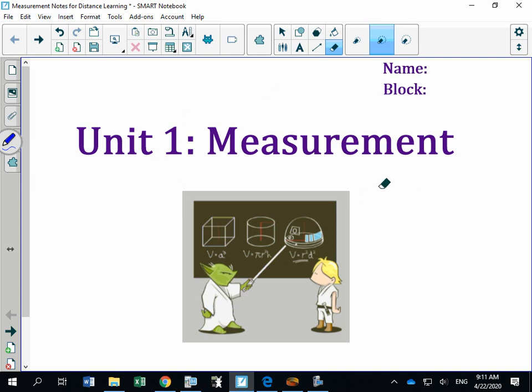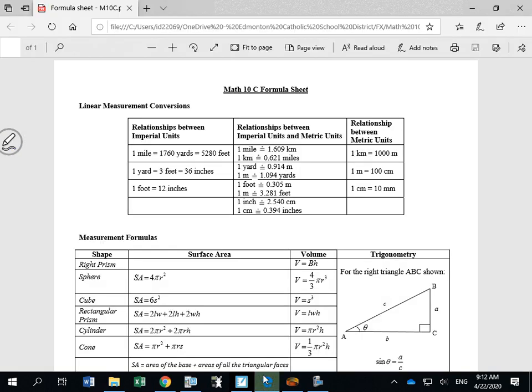So you need to have this note package printed out, and all of your homework will be within this note package. If we assign any additional worksheets, we will upload those. To go through this unit, what you want to have in front of you is this note package, which you'll be writing your notes in, and you also want to print out a copy of your formula sheet.